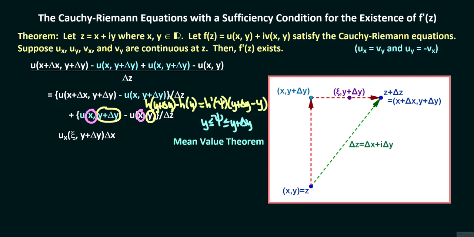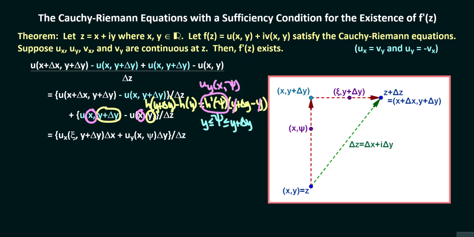The real number psi corresponds to the point x psi between the points xy and xy plus delta y. h prime of psi equals u sub y of x psi. y cancels out so that the second difference is equal to u sub y of x psi times delta y. And we shouldn't forget that everything is over delta z.